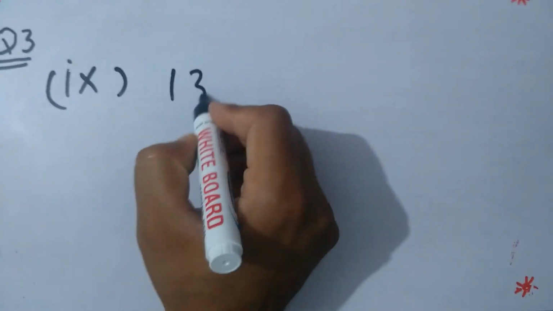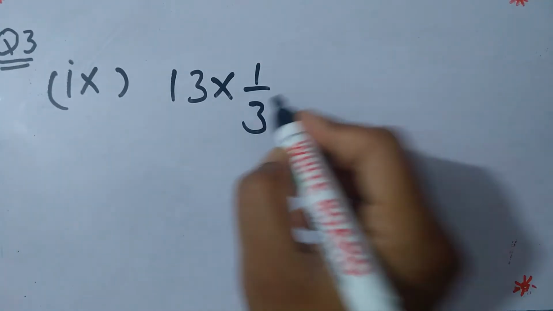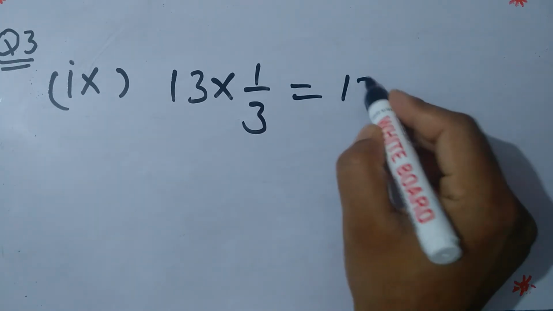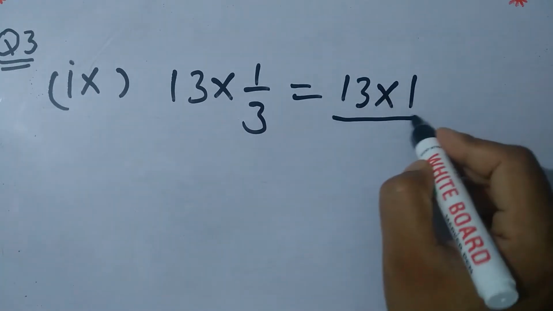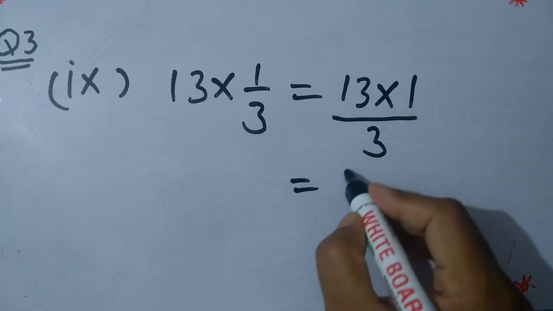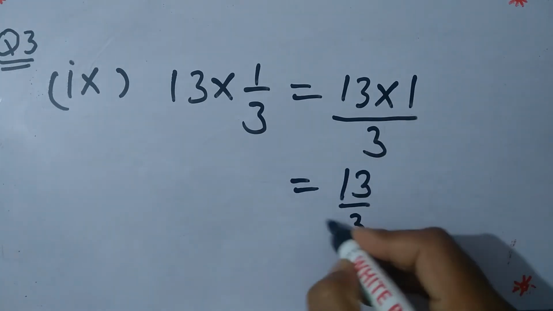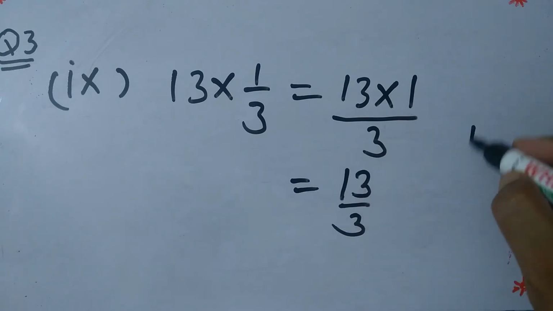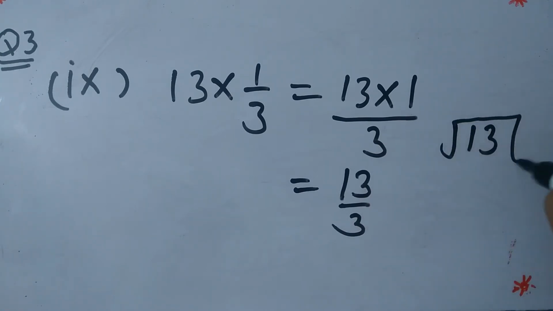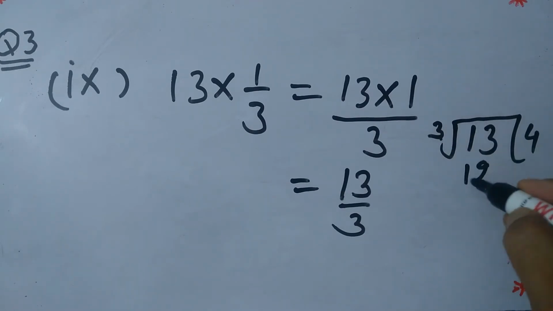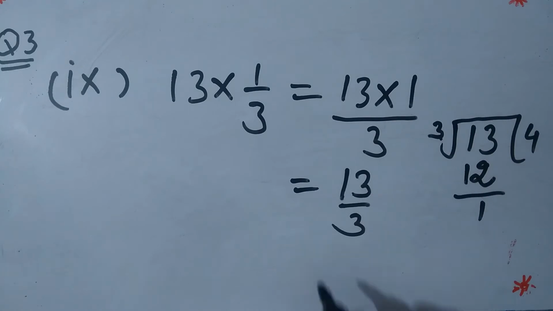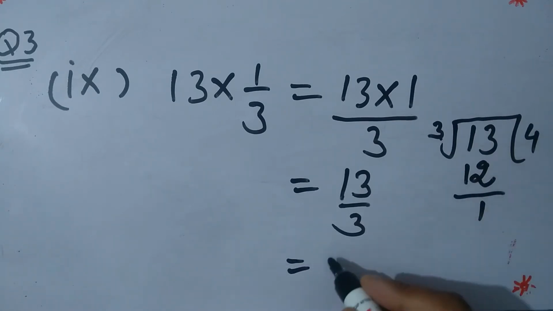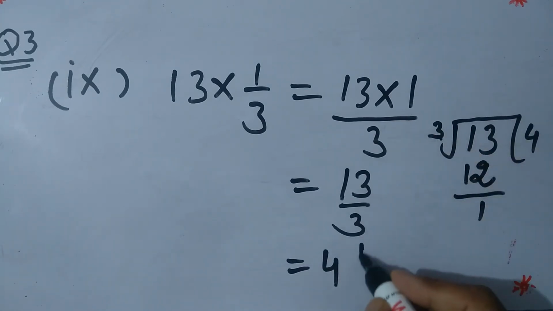Our next part is part number 9. 13 into 1 by 3 equal to 13 into 1 divided by 3 equal to 13 upon 3. So dividing 13 by 3, we have 4 threes are 12, remainder is 1. So the answer is 4 and 1 by 3.